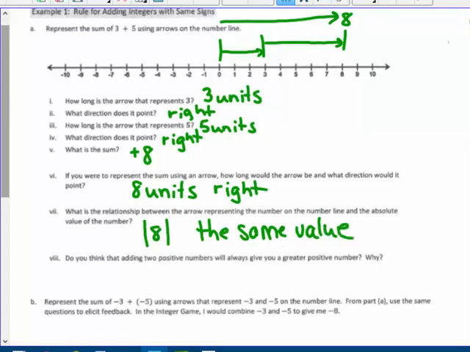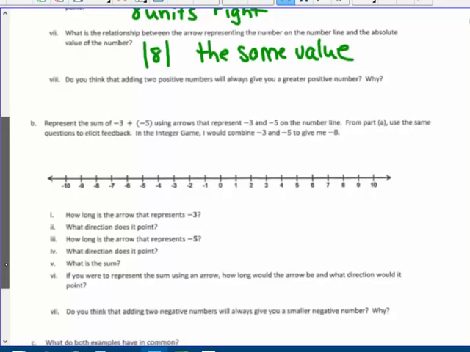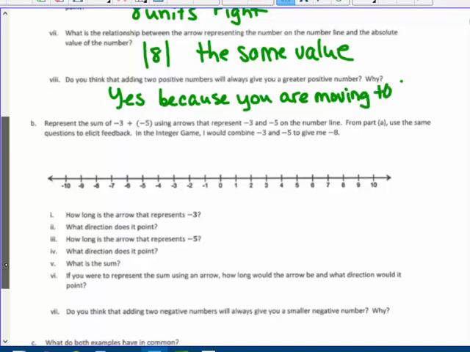Do you think that adding two positive numbers will always give you a greater positive number? Yes. Because you're moving to the right twice. And the more right you go, the more positive, bigger you go, because you are moving to the right twice.